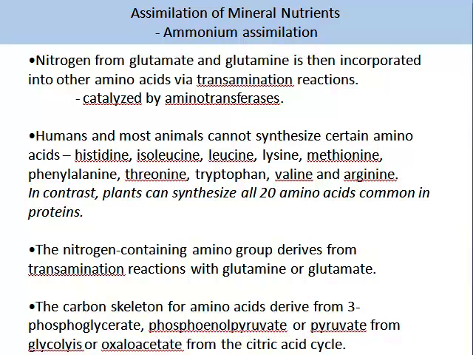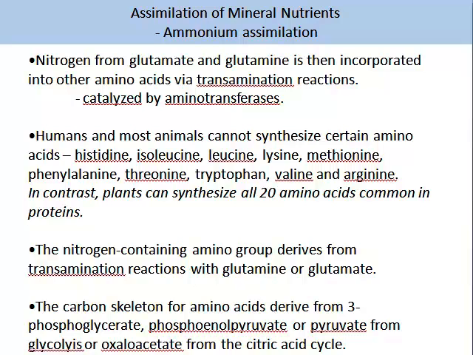Nitrogen from glutamate and glutamine is then incorporated into other amino acids via transamination reactions, catalyzed by aminotransferases. Humans and most animals cannot synthesize certain amino acids: cysteine, isoleucine, leucine, lysine, methionine, phenylalanine, threonine, tryptophan, valine and arginine. In contrast, plants can synthesize all 20 amino acids common in proteins.